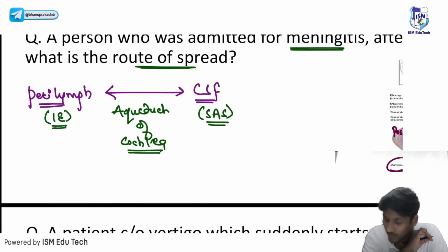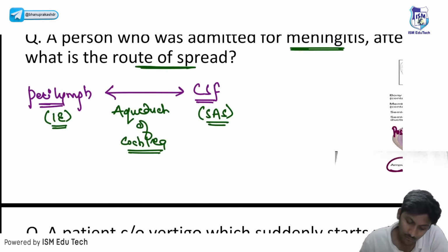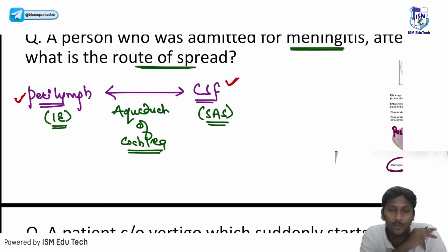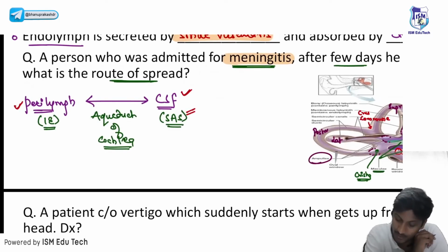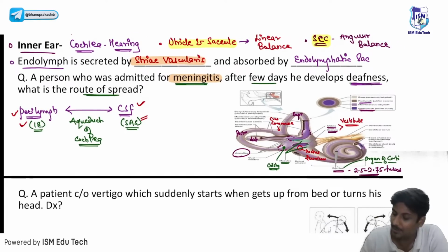You need to remember that usually the infection from the subarachnoid space can spread to the inner ear, or vice versa. The infection from the inner ear can spread to the subarachnoid space as well. Here the patient was suffering from meningitis, which means he had infection in the subarachnoid space. From there, the infection might have spread to the inner ear and caused complete damage to it, and that is the reason why the patient has now developed deafness. So what is the route of spread? Now you know that the route of spread is nothing else but the aqueduct of cochlea, also known as the cochlear aqueduct.